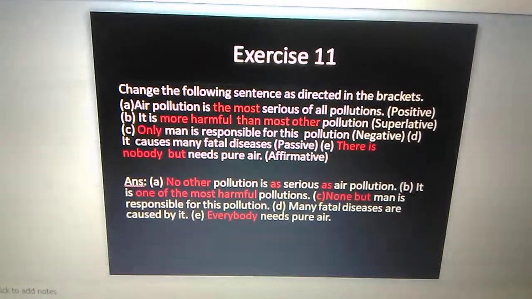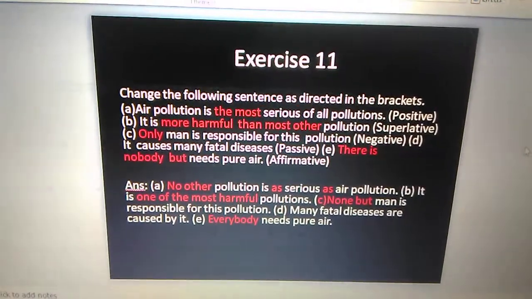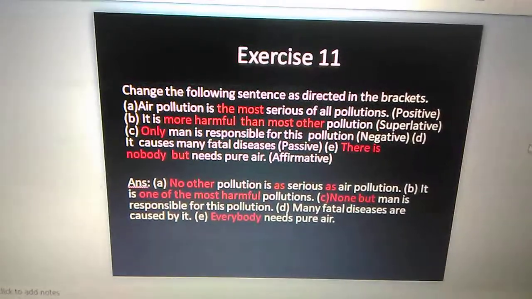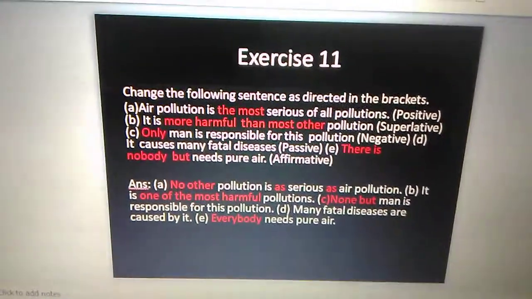It will be eliminated. It is more harmful than most other pollution, superlative. More harmful than most other. So this is for comparative. You have to eliminate that one. You have to write it is the most harmful pollution.